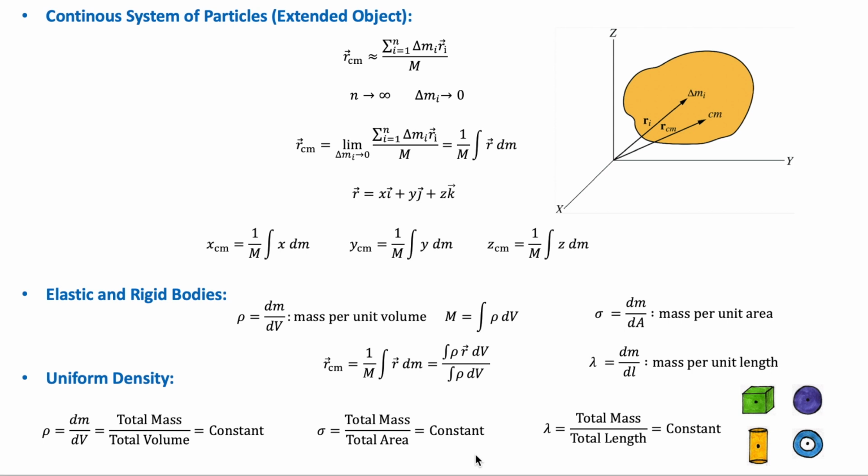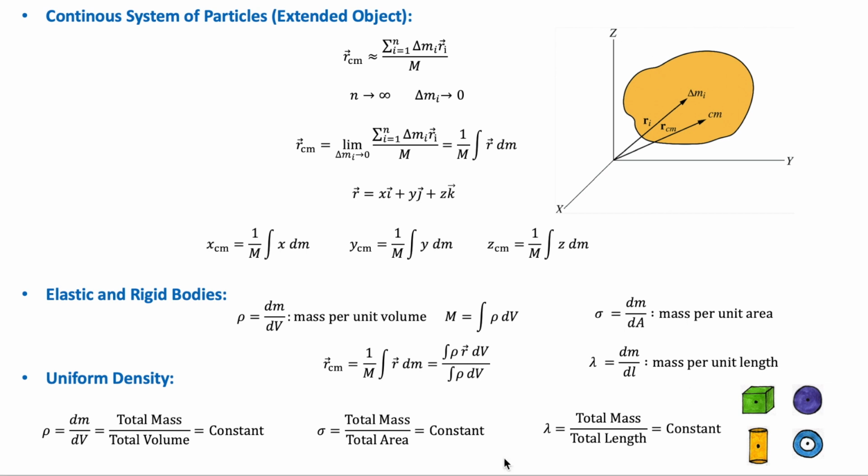And suppose that the extended object or the continuous distribution of particles occupies a surface rather than a volume, then in that case we would use the surface density sigma, and this is the general definition, which is mass per unit area. And if it occupies just a curve or a line, then the linear density lambda is used, equal to mass per unit length. And in the special case of a uniform density, we can use these expressions where sigma or lambda are constant, so they have the same value at each point within the object.